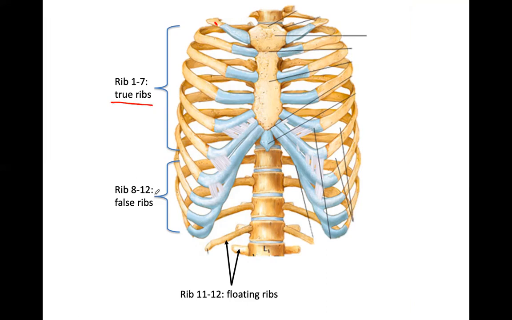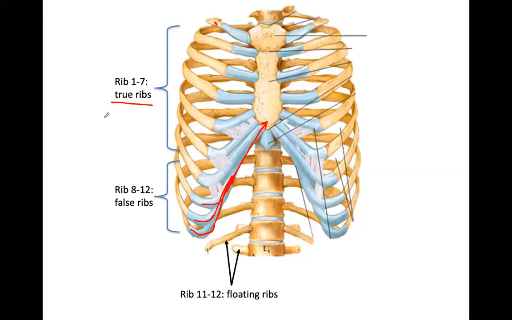Ribs 8 through 12 either completely lack the cartilage, or their cartilages for multiple ribs are going to overlap with each other to form one cartilage. So let's take a look. Here are my ribs 1, 2, and 3. Notice how their cartilages are all merging together to form one cartilage here, which comes into my sternum. So therefore, these are identified as false ribs.